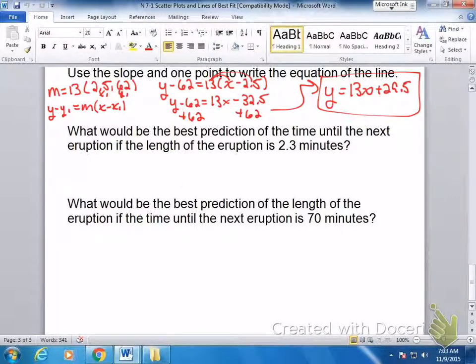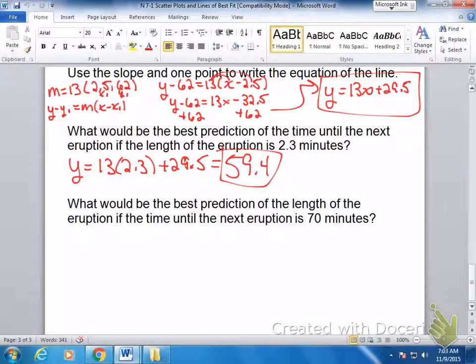It says, what would be the best prediction of the time until the next eruption if the length of the eruption is 2.3 minutes? Now, we just found out the length of the eruption is the independent variable, or x. So I'm just going to plug that in for x. So I have y equals my 13, my x is 2.3, and then I add the 29.5. And now, guys, it's just a simple calculator application. If I put it in, it says it equals 59.4. So that's going to be my y variable. That's the time until the next eruption.